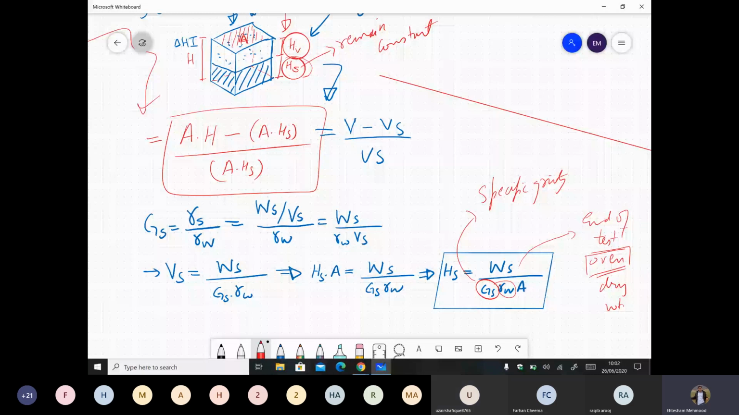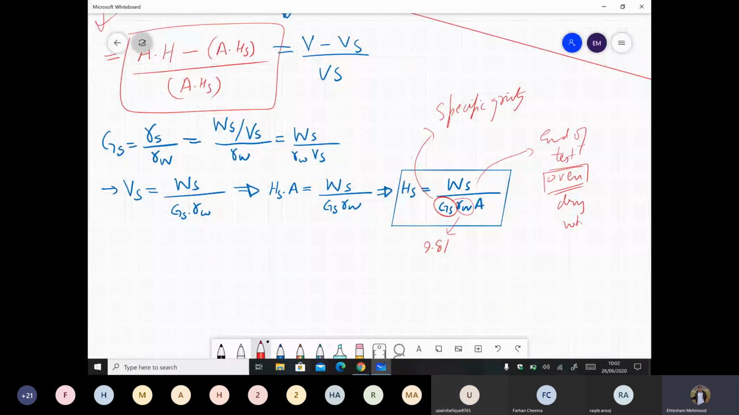Obviously, it will depend on the unit that we are using. It can be 1 gram per centimeter cube, it can be 9.81 kilonewton per meter cube, and 62.4 pounds per foot cube. And the last thing, what is this A?